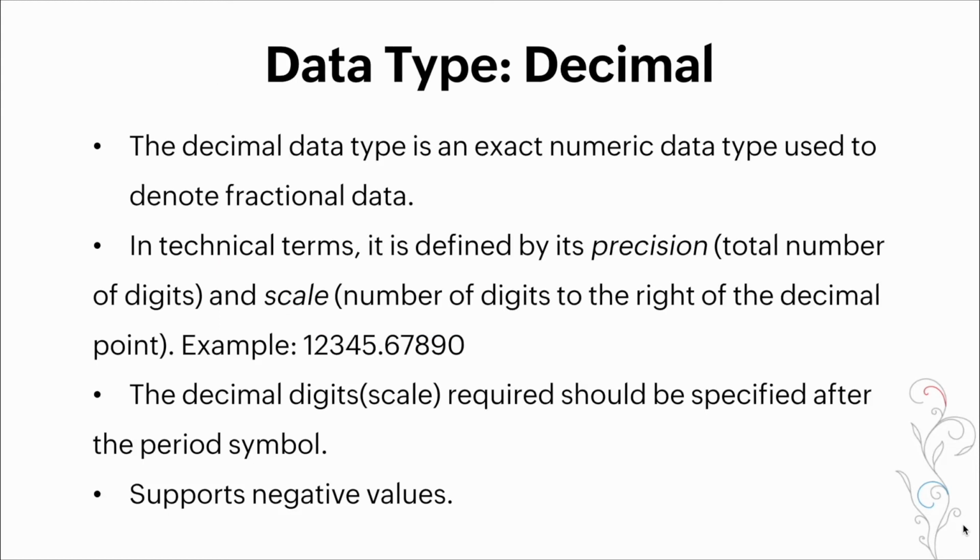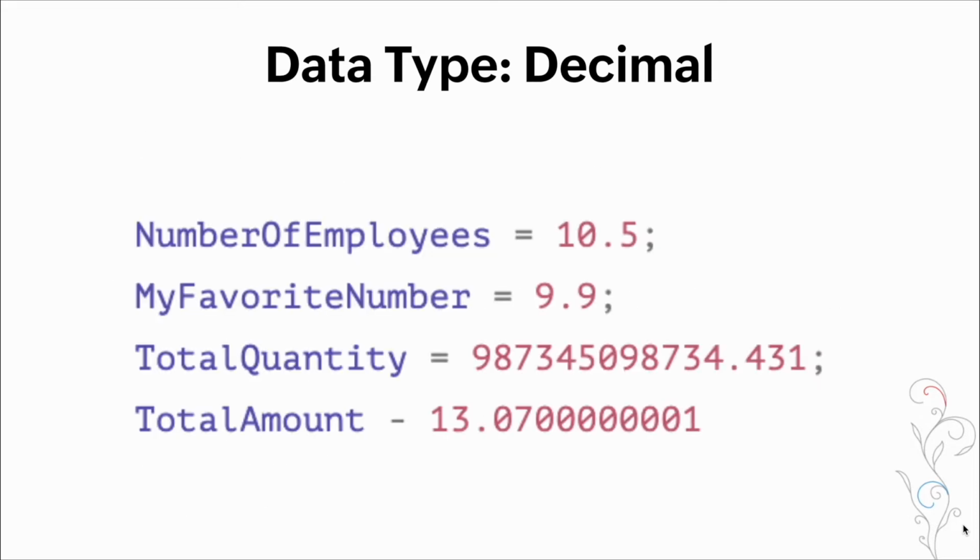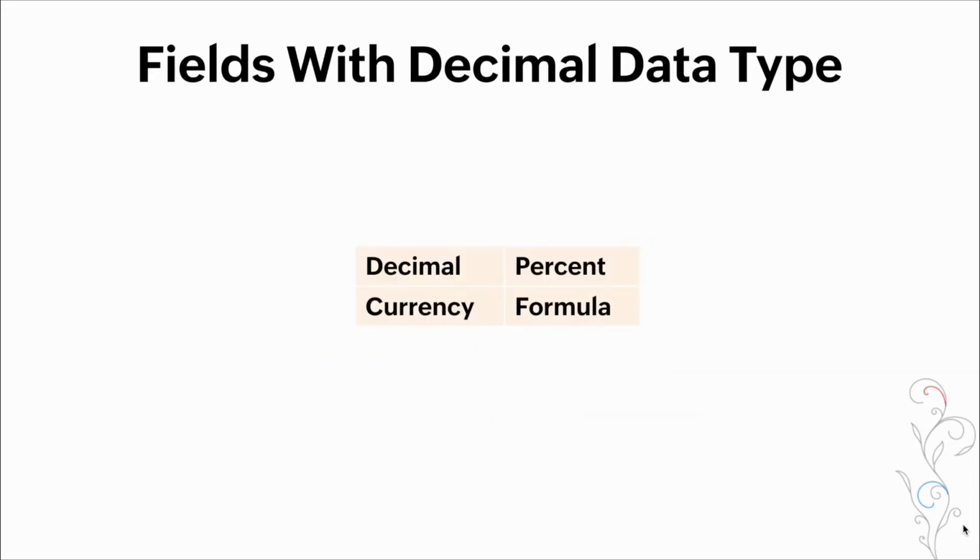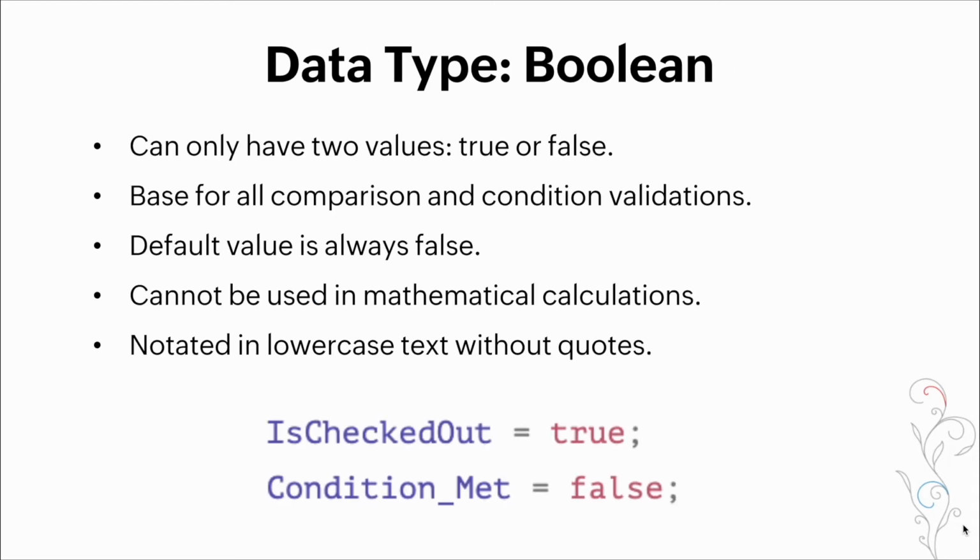Our next data type is a decimal data type. This decimal data type is an exact numeric data type used to denote fractional data. In technical terms, it is defined by its precision. Here's an example. The decimal digits required should be specified after the decimal point. This data type also supports negative values. Here are some examples. And these are some of the fields with decimal data type: decimal, currency, percent, or formula. Now another data type would be the Boolean data type. These data types can only have two values, true or false. These are based for all comparison in condition validations.